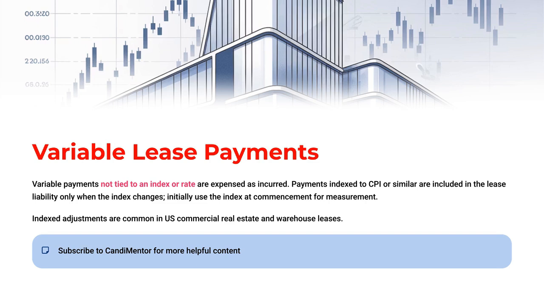Variable lease payments. Variable payments not tied to an index or rate are expensed as incurred. Payments indexed to CPI or similar are included in the lease liability only when the index changes. Initially use the index at commencement for measurement. Indexed adjustments are common in U.S. commercial real estate and warehouse leases.